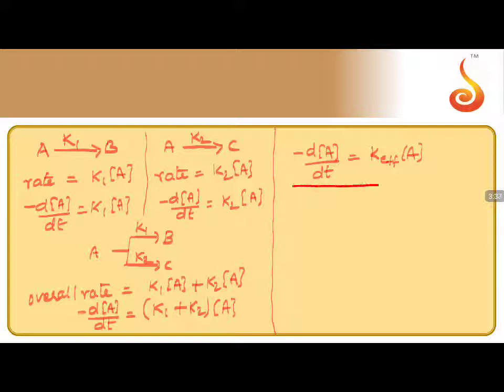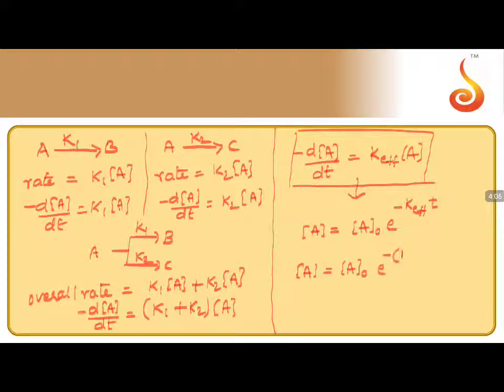Does this resemble a first order reaction, for which the integrated rate equation is derived? So the integrated rate equation of first order can be written like A equals A naught into e power minus K effective into T. Which can also be written as concentration of A equals A naught into e power minus of K1 plus K2 into T. So let us take this as the first equation.